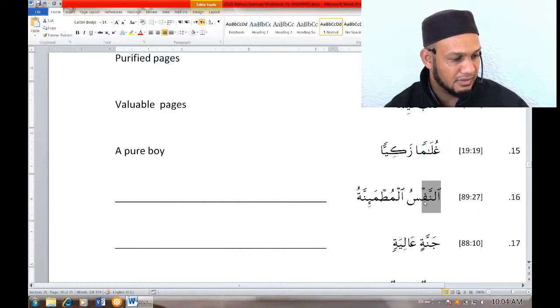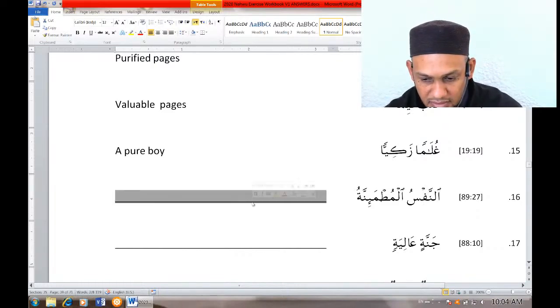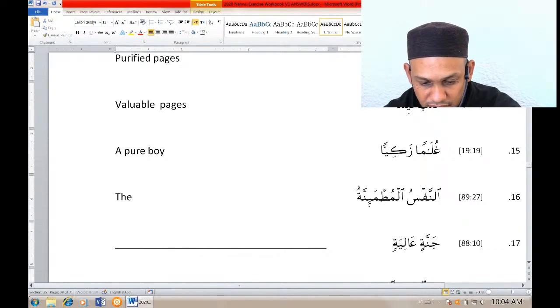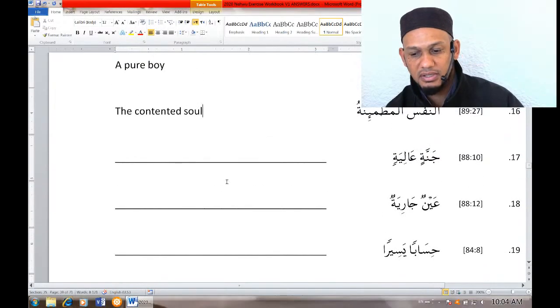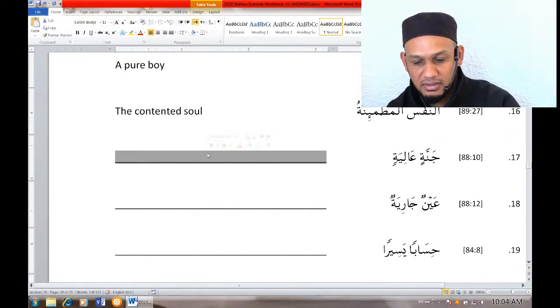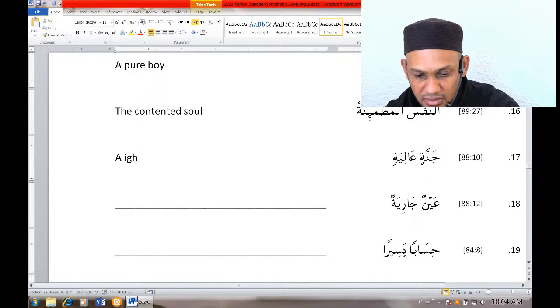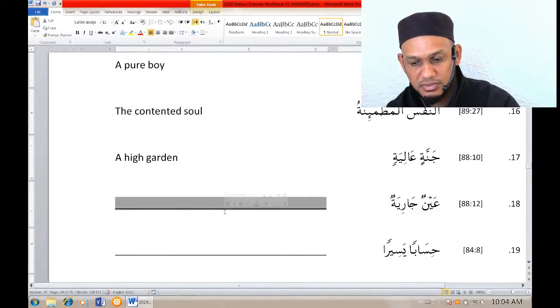Okay, so let's say this is the contented soul. Last few. Jannah means a garden, Alia means high. So a high garden, or lofty, or elevated, any of those words.